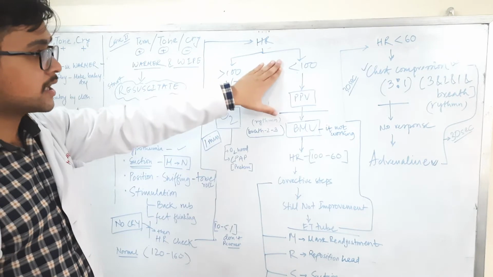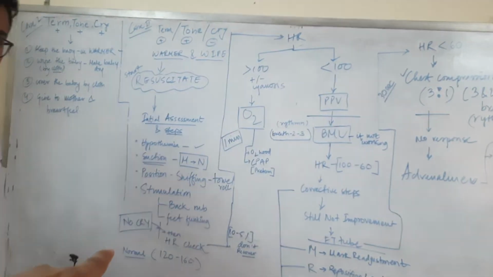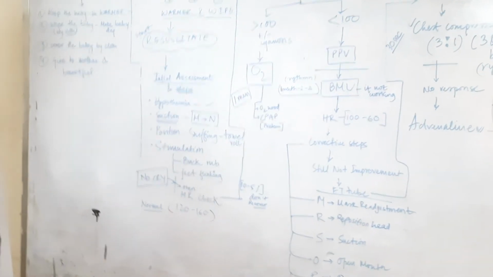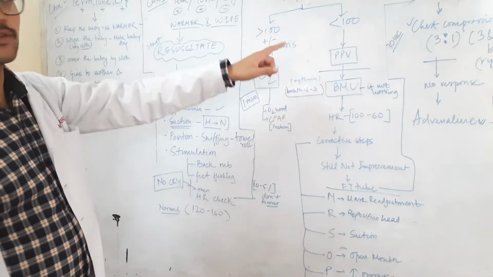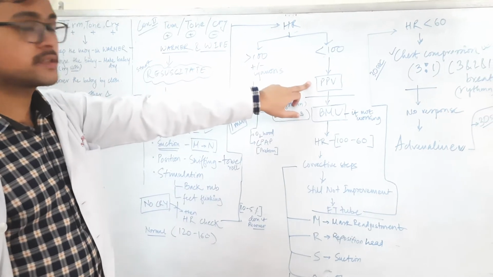So we check the heart rate by observation. Sir, one thing I would like to add. When we are checking the heart rate, we just count the heart rate for 6 seconds, and multiply 6 seconds by 10, for a quick decision. And this will tell us about how we have started positive pressure ventilation.